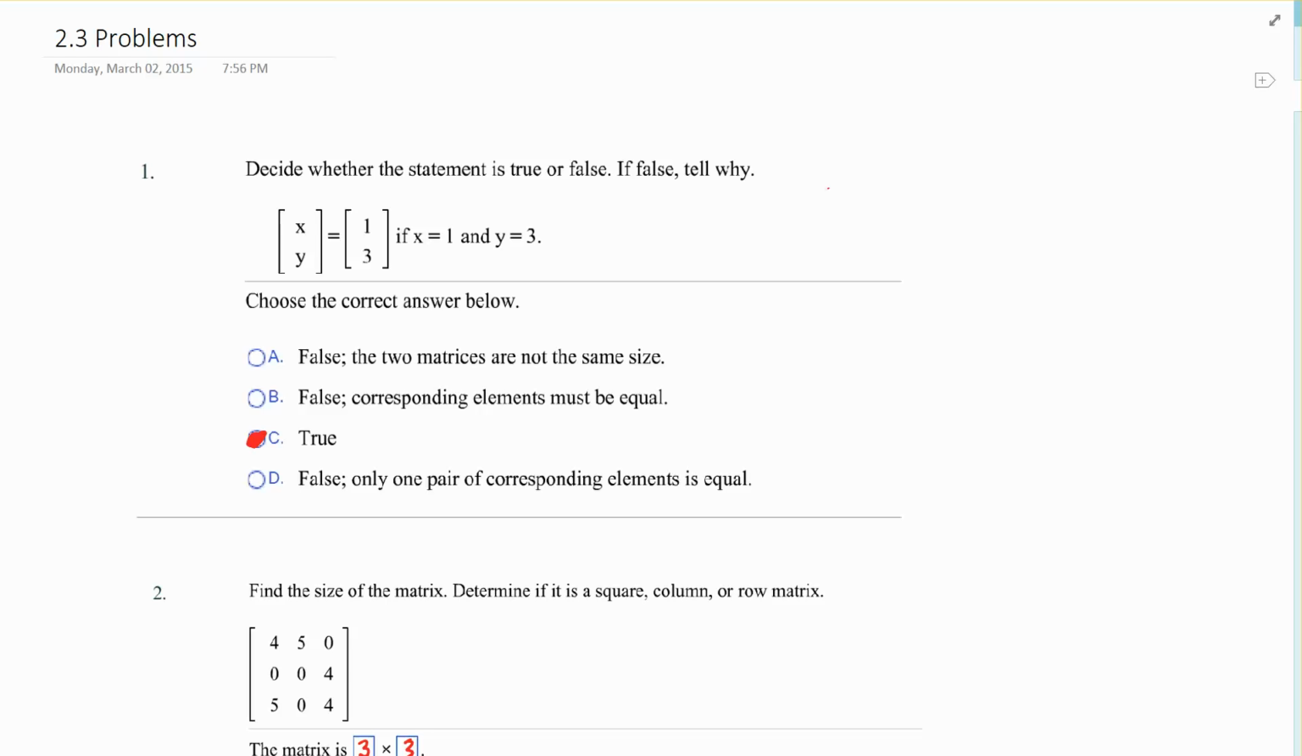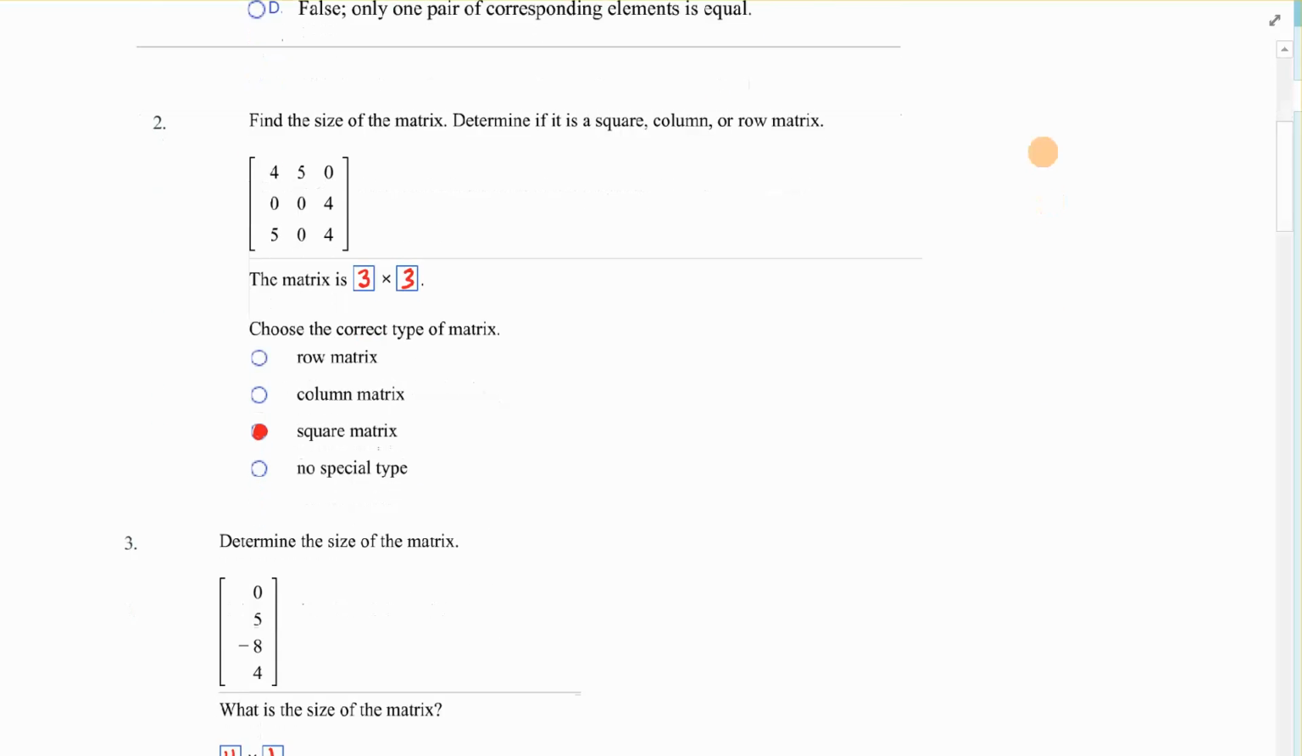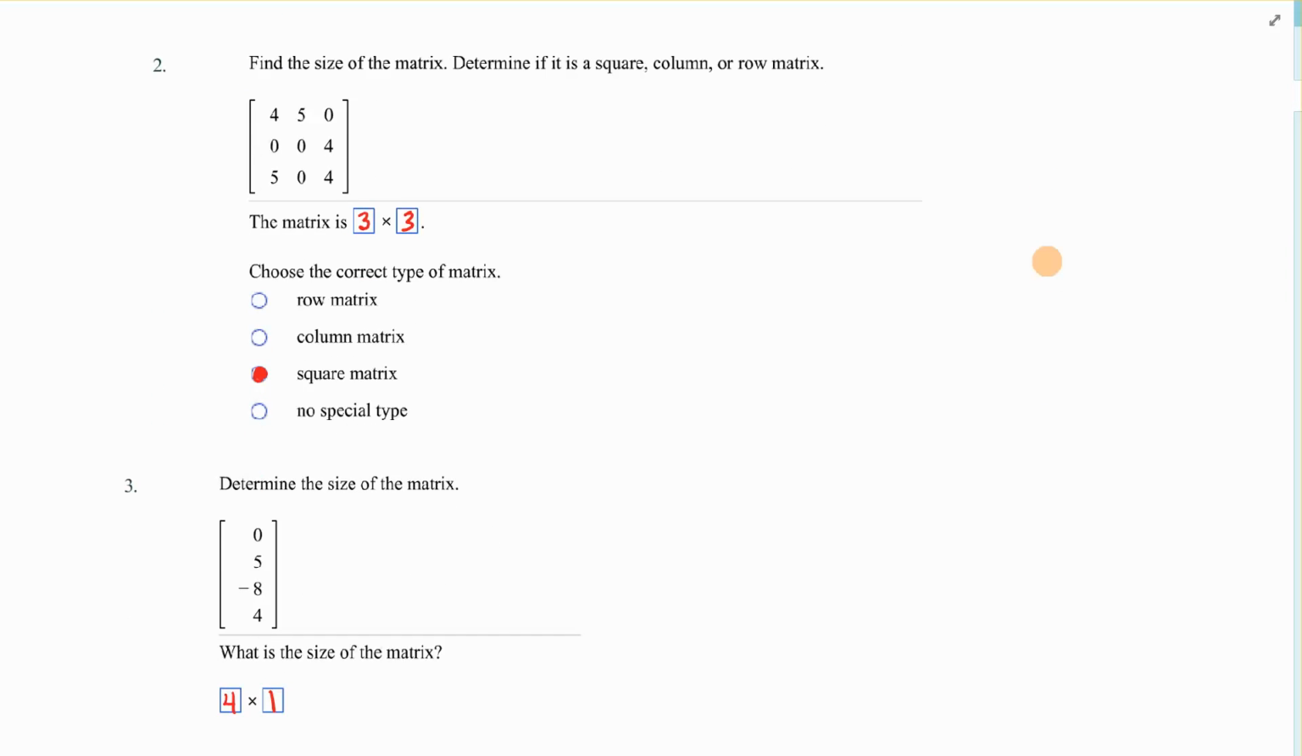All right, first question says, decide whether the statement is true or false, and if it's false, tell why. We've got this matrix equals this one only if x equals 1 and y equals 3. Well, that would be true, because then you would have 1, 3 equals 1, 3. So we just choose true. That one's easy enough. Next, find the size of the matrix. Determine if it's a square, a column, or a row matrix. All right, this is a square. It is 3 rows by 3 columns, so it's 3 by 3, and it is square.